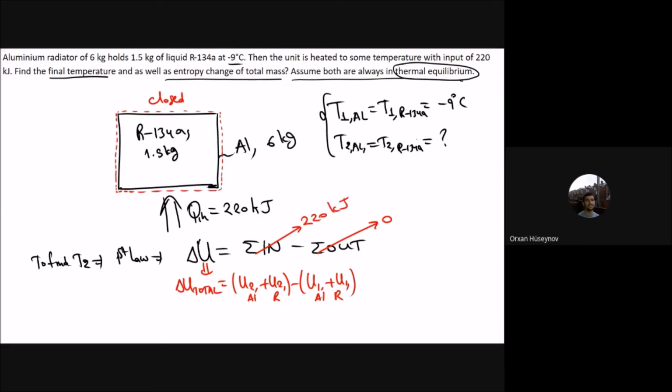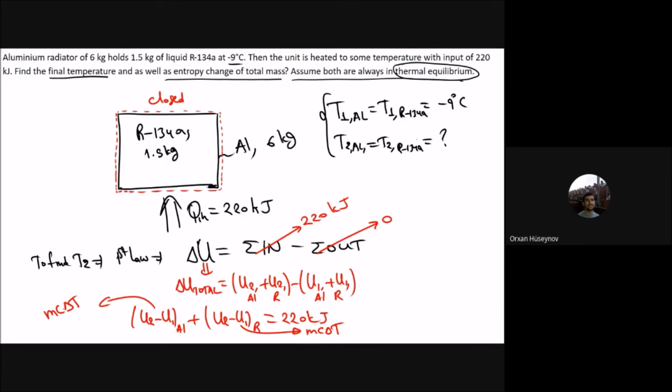Now let's find it. I can arrange this equation as U2 minus U1 for the aluminum plus U2 minus U1 for the refrigerant, and that will be equal to 220 kilojoules. For the aluminum, I will just use m Cv delta T, which you know from high school. This will be equal to m C delta T. And for the refrigerant, again, I will just use m C delta T.